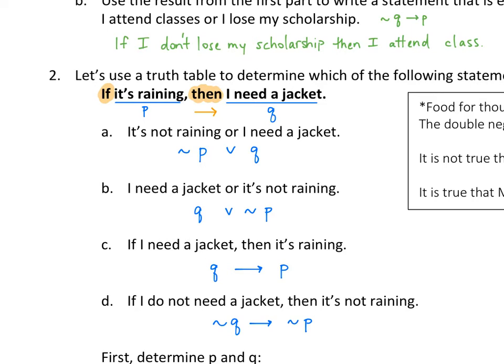Hopefully you had a chance to do that and that you got the symbols correct. A, it's not raining or I need a jacket, is not P or Q. B, I need a jacket or it's not raining, Q or not P. C, if I need a jacket, then it's raining, Q implies P. And then D, if I do not need a jacket, then it's not raining, not Q implies not P.